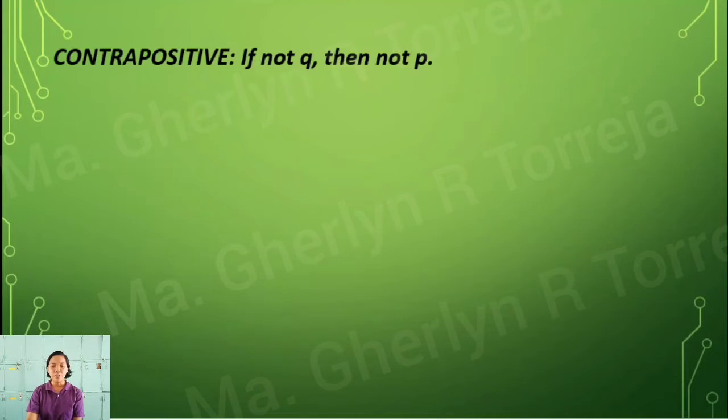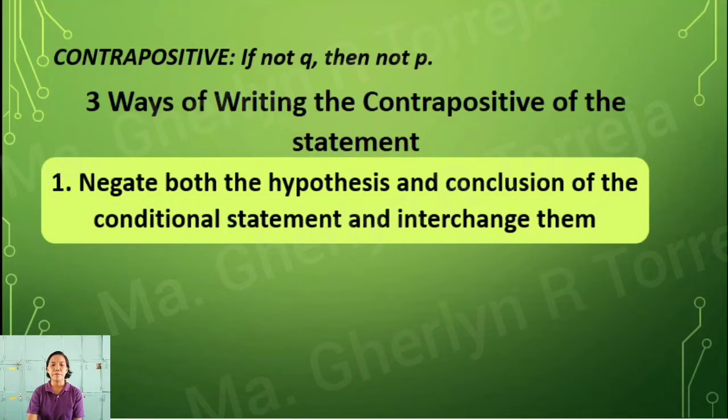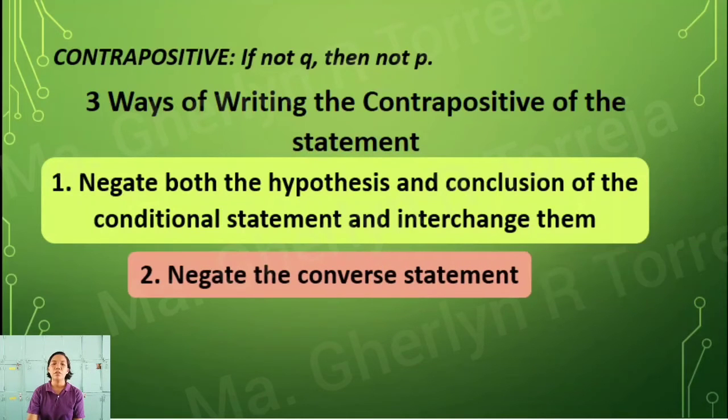Contrapositive. So, it is in the form if not Q, then not P. There are three ways of writing the contrapositive of the statement. The first one, to negate both the hypothesis and the conclusion of the conditional statement and interchange them. Or, number two, to negate the converse statement if meron na tayo ng converse statement.